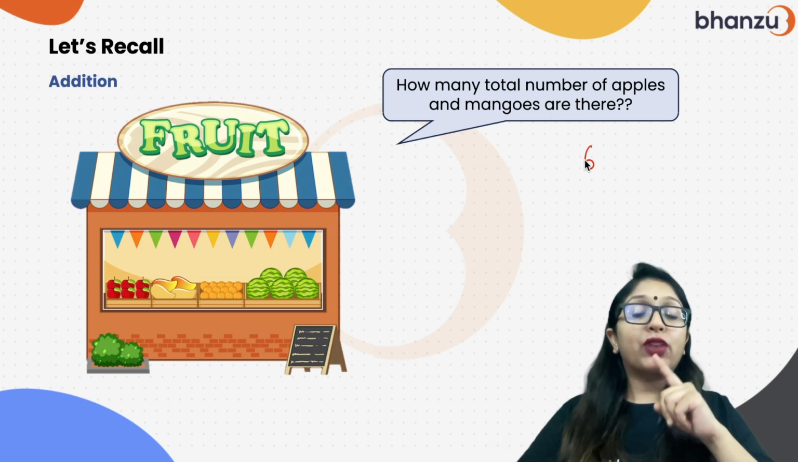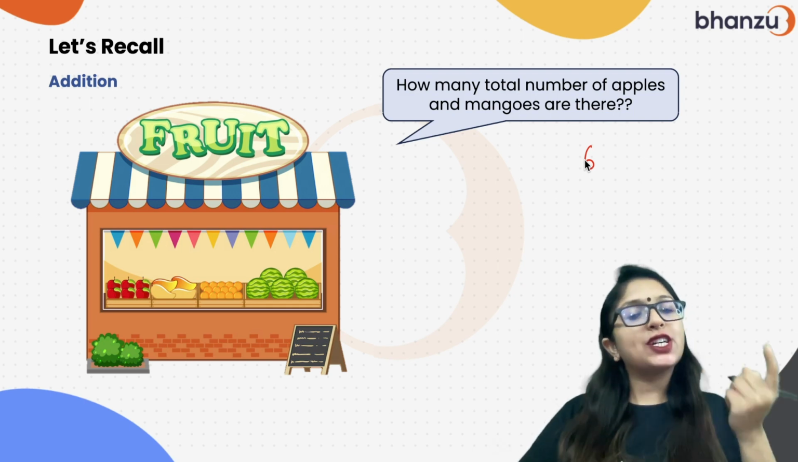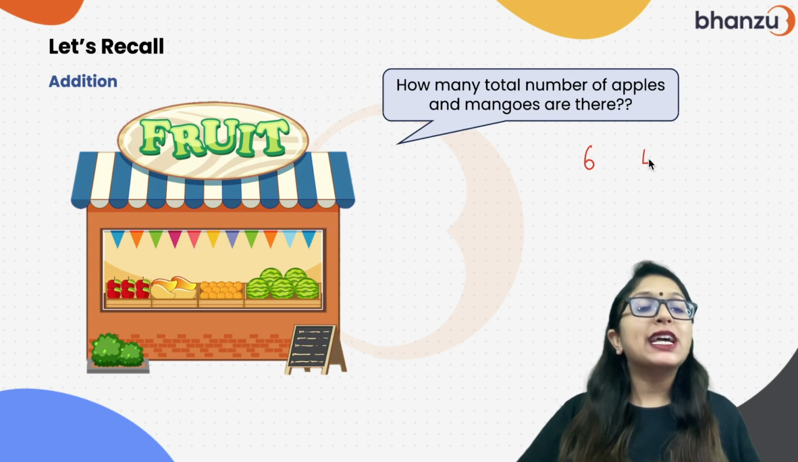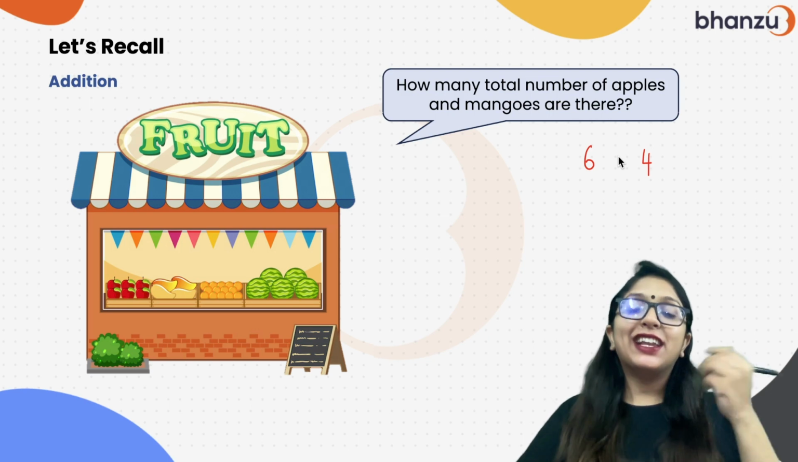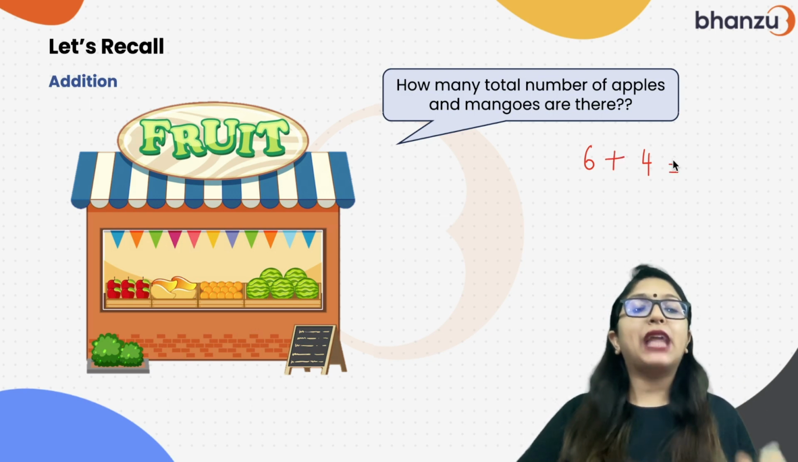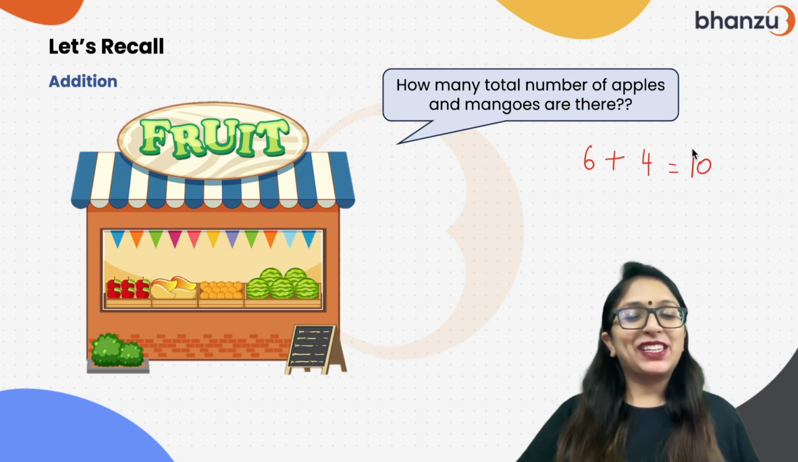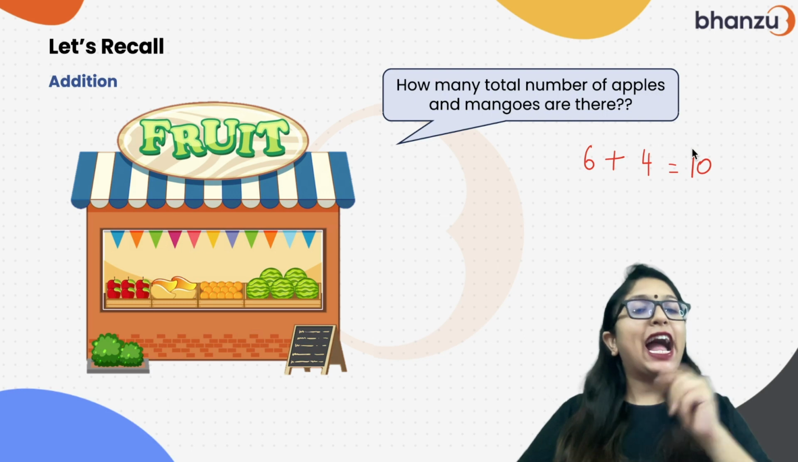Now right next to the apples we can see the basket of mangoes. Can you quickly count the number of mangoes? 1, 2, 3, 4. We just have 4 mangoes. Now how many is the total number of apples and mangoes? Let's quickly add them both. What is 6 plus 4? That is 10. Yes, did you understand? So we can count also, we can add also.